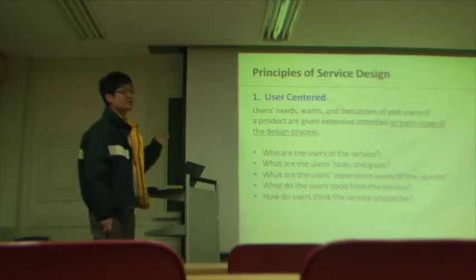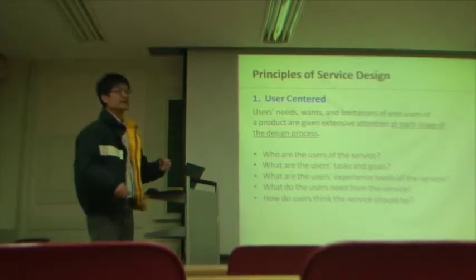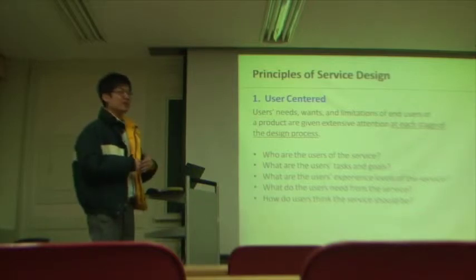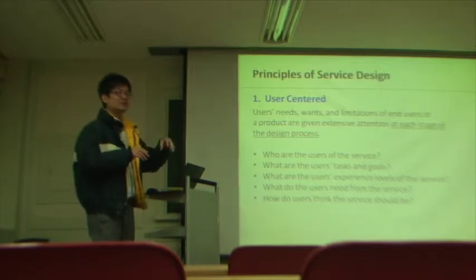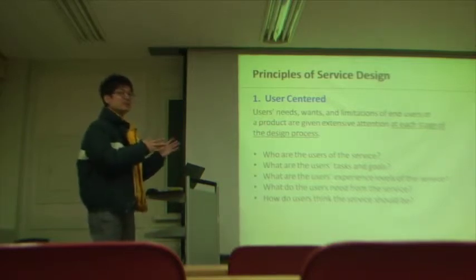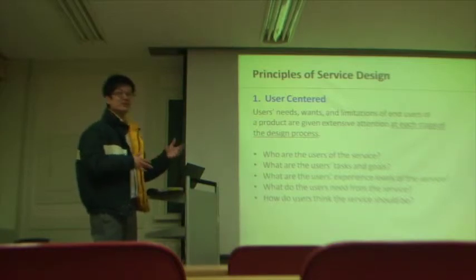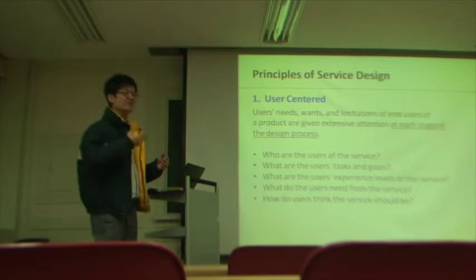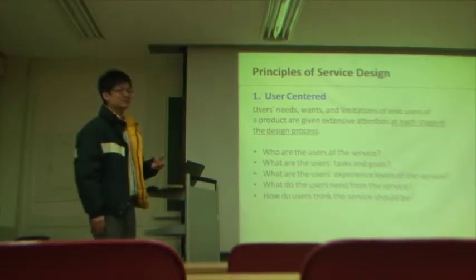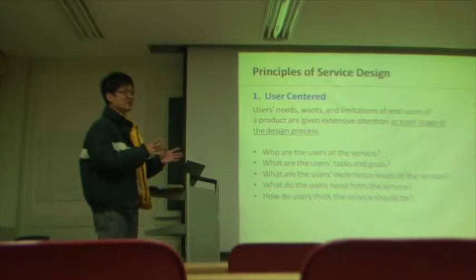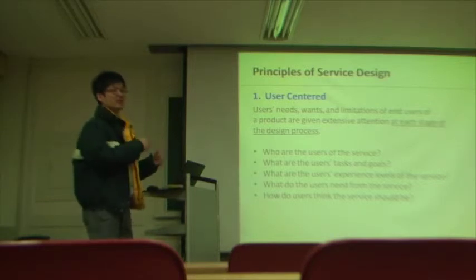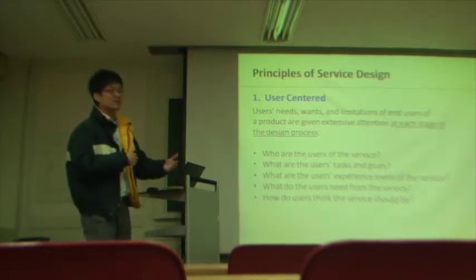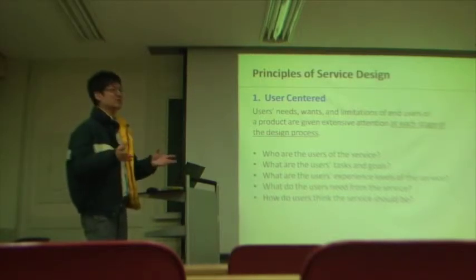Right. So user-centered means users' needs and their wants, and also users have their own physical capabilities and their own limitations. So whenever we try to do a service design, we have to consider not only their needs or their wants. Sometimes users have some limitations. Like for example, some users cannot hear. Sometimes some users are old. So it really depends on the situations, your users, the clients, their characteristics. Whenever you design an interface of products or a service, you have to take all of them into account.